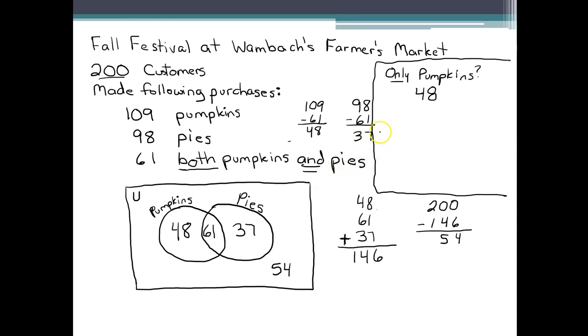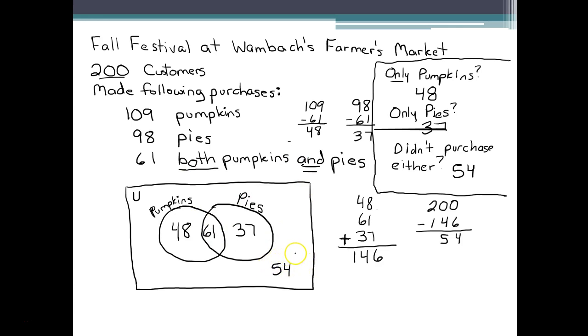How many purchased only pies? Well, that's 37 right here. That's not the overlap. And then, how many did not purchase either? That's the 54 we got. They don't bother to ask about both because the problem already supplied that the 61 purchased both pumpkins and pies. But we have 54 that didn't purchase either pumpkins or pies.